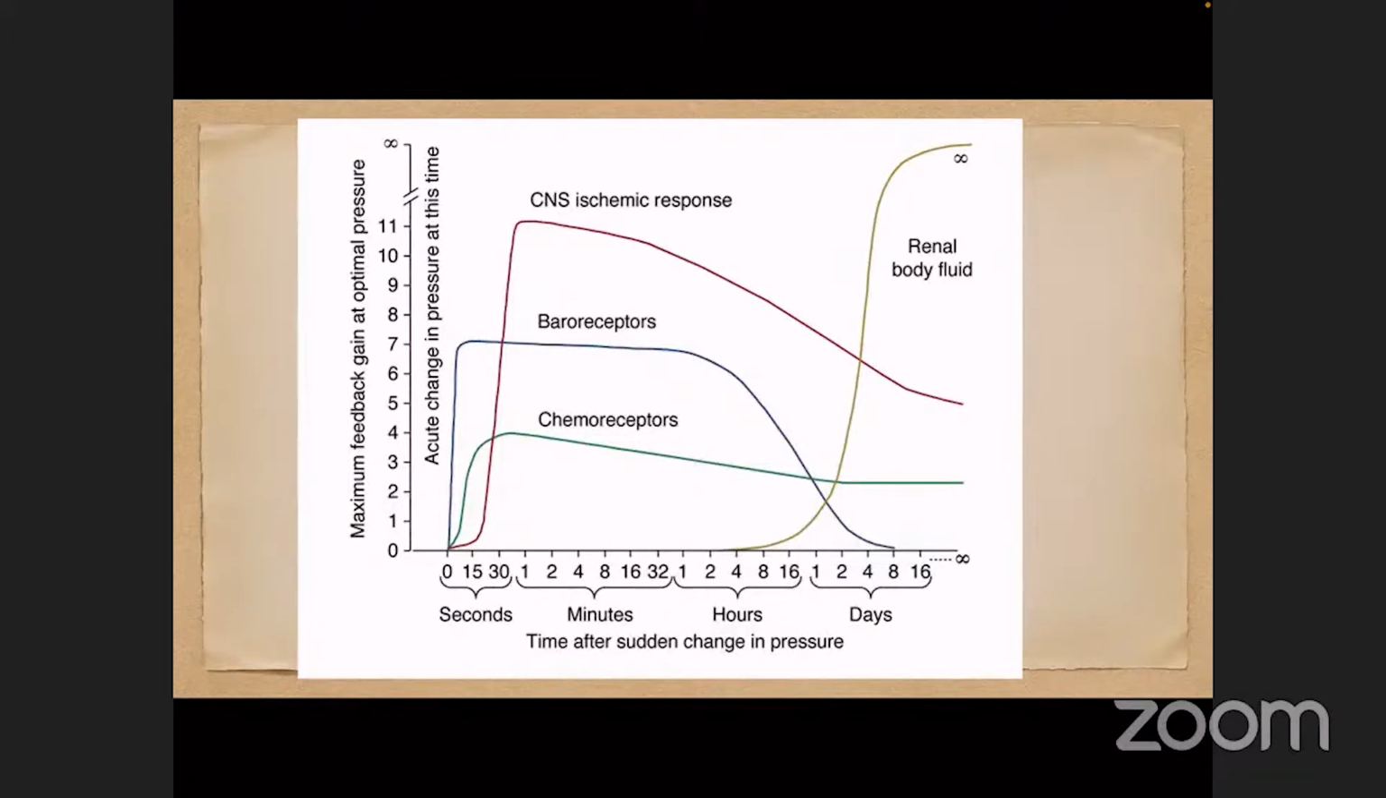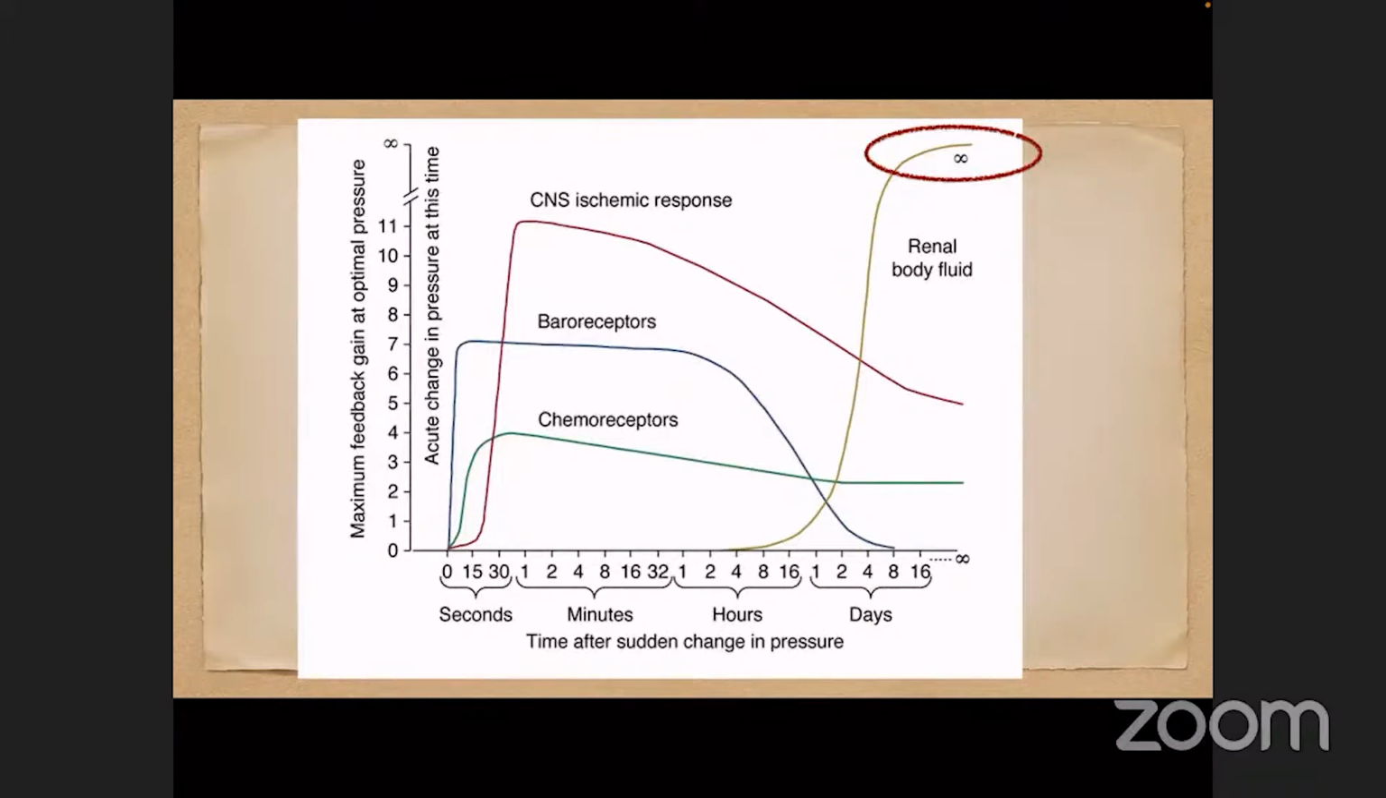And then you can see a couple of hours later, if the blood pressure is not corrected with the help of these neural responses, then you have the entire gamut of renal body fluid response, which happens. And the thing to note about the renal body fluid response is that it is an infinite response. It does not come down to its pre-morbid values unless and until the blood pressure normalizes, or unless and until the correction has occurred.